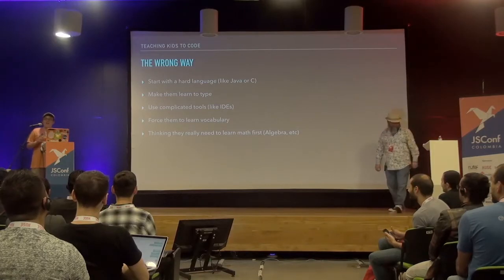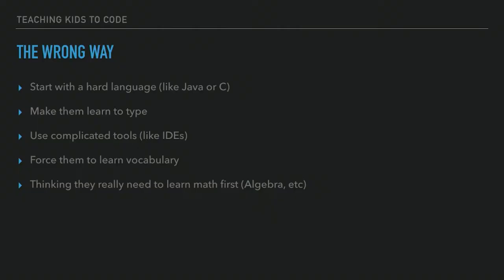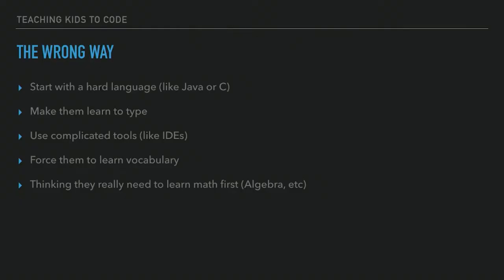Making them learn to type is another bad way to start coding. Kids, when they're like 7 or 8, they want to use their pointer fingers. They want to do one key at a time. They don't want to use all fingers, okay? And using complicated tools like Eclipse is also another terrible way to start. When I was doing Java coding, we used Eclipse. I had no clue what was happening up in there. It was mayhem. Never do that to kids. It'll be torture. Forcing them to learn the vocabulary, like, what was it, Dad?